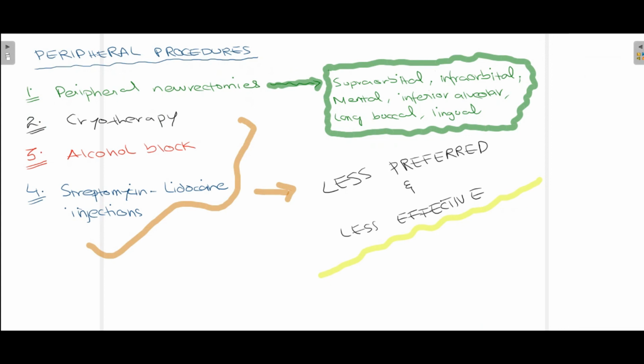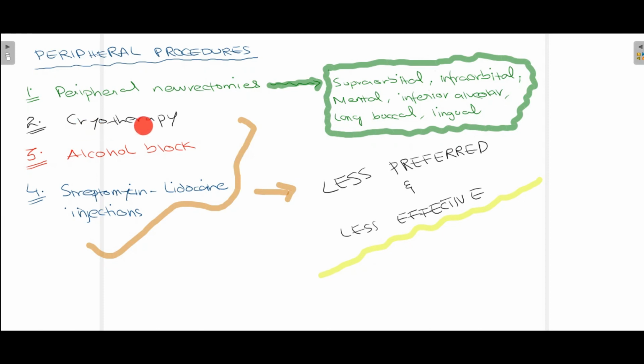Now lastly, talking about the last treatment option, which is less preferred and less effective, is peripheral procedures. In peripheral procedures, we can perform peripheral neurectomies, which means we damage the peripheral nerves, for example the supraorbital, infraorbital, mental nerve, inferior alveolar nerve, long buccal nerve, and sometimes the lingual nerve as well, although it's rare. So we damage these nerves in order to decrease the pain of the patients.